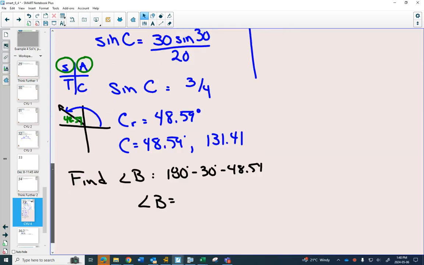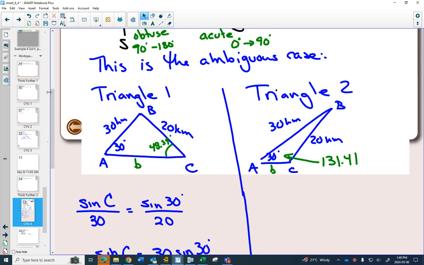I'm going to go to my triangle and label that angle of 101.41. We'll label that angle right there. We still haven't found what we wanted, which was side b. That's the last thing we need to find. But now we can use our sine law, because now with side b, I have the angle that's opposite it. So I can go to my sine law once again.